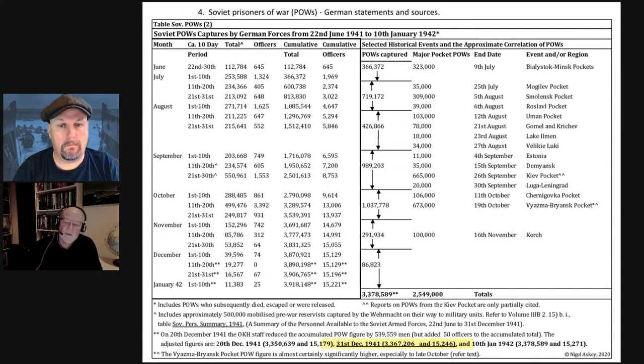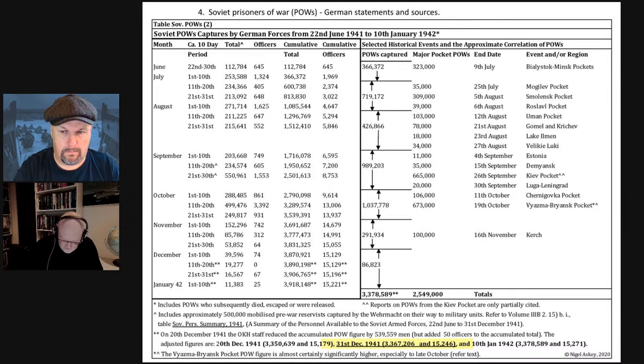Until only about 10 years ago, the Kiev pocket was considered the biggest single pocket of POWs ever created in military history. And then, thanks to a whole bunch of work by some Russian scholars, published in the last 10 years, we now know that the Vyazma-Bryansk pocket, which was from Operation Typhoon, was in fact the biggest single pocket of POWs ever created in military history. Massive numbers, really.